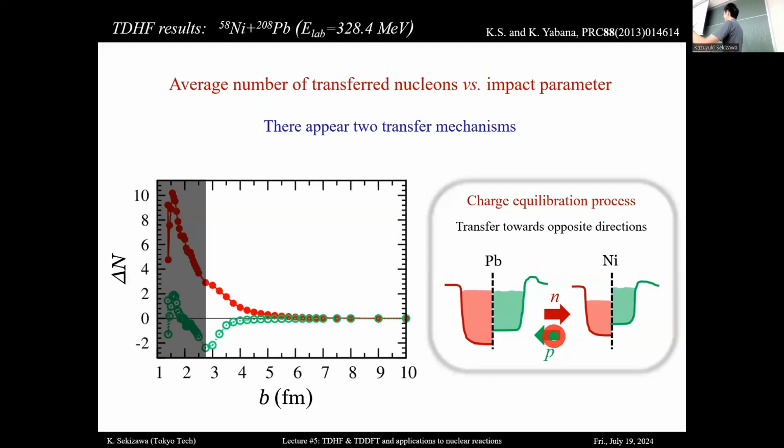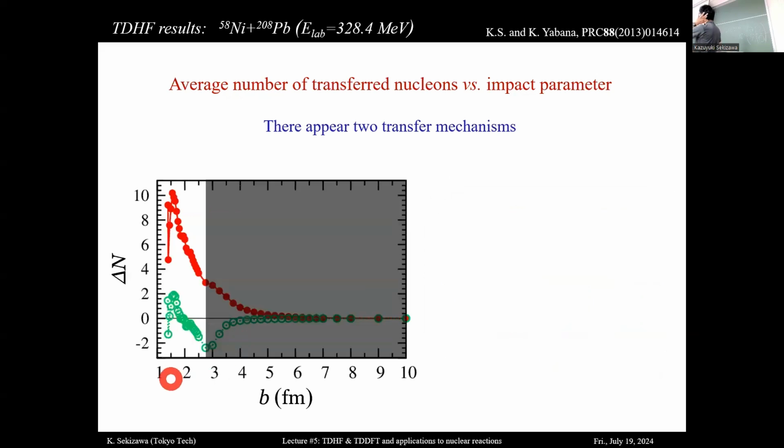So during the collision, when the two nuclei approach, the nucleons around the Fermi level try to gain energy by transferring from one nucleus to the other. This is the result of the so-called charge equilibration process, with neutrons and protons transferred in opposite directions.